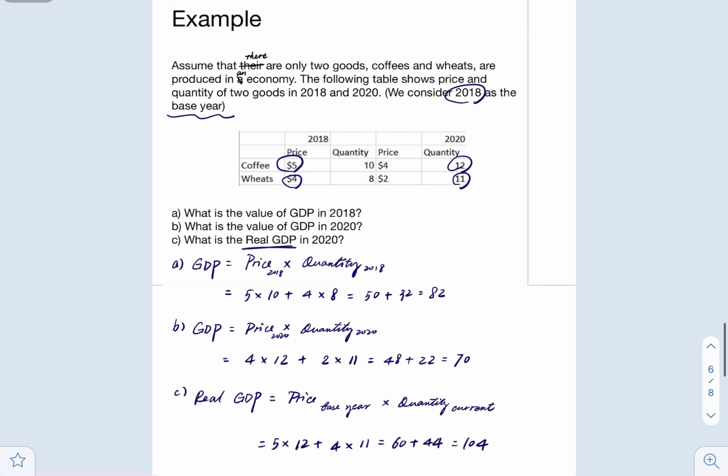So this is the example showing the calculation of GDP. Hope that I have clearly explained how to calculate GDP.